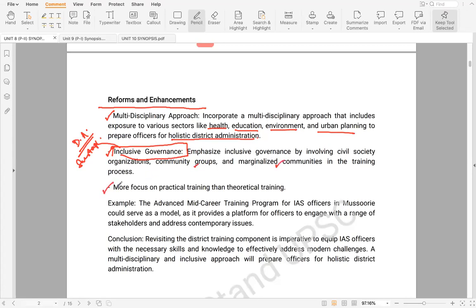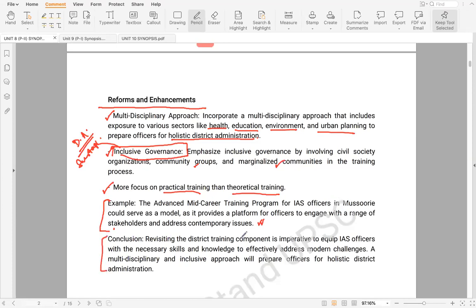There should be enhanced focus on the practical training rather than the theoretical training. We can also start by giving an example. For example, the advanced mid-career training program for IAS officers as of today could serve as a model, as it provides a platform for officers to engage with a range of stakeholders and address contemporary issues.